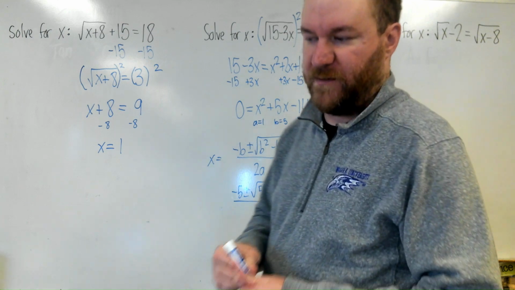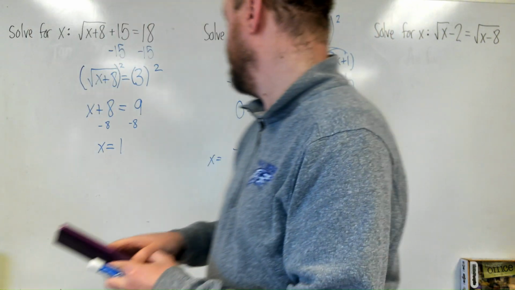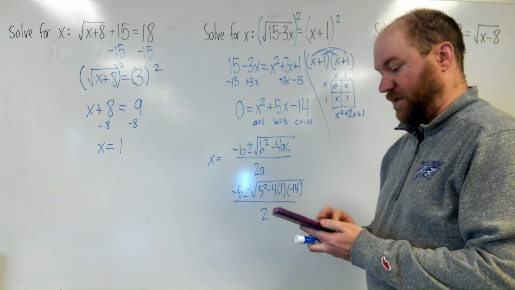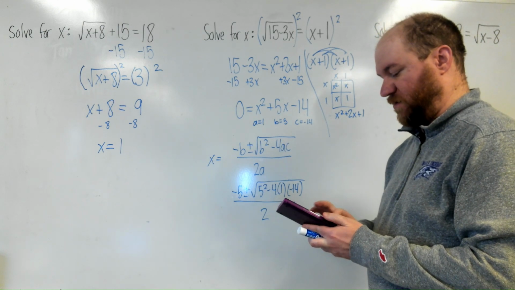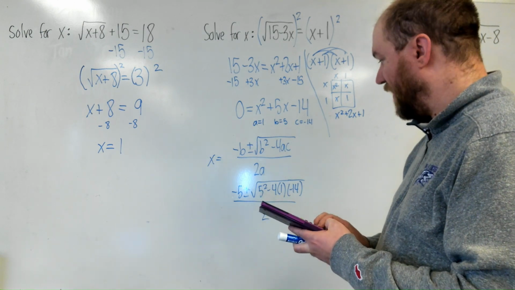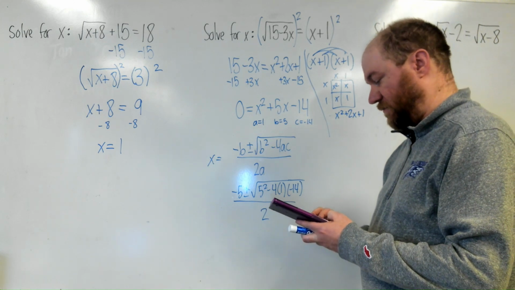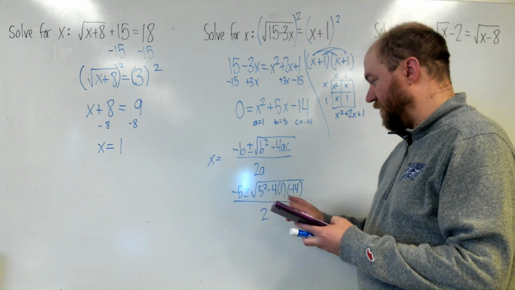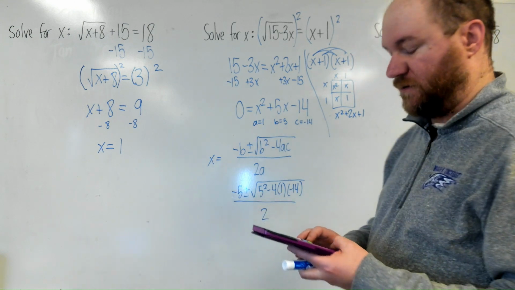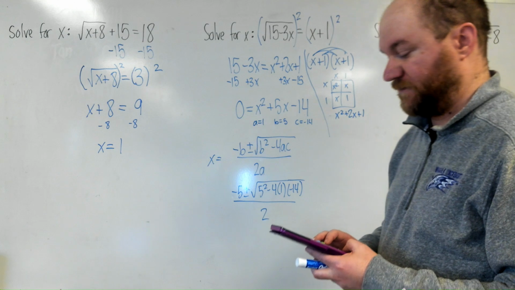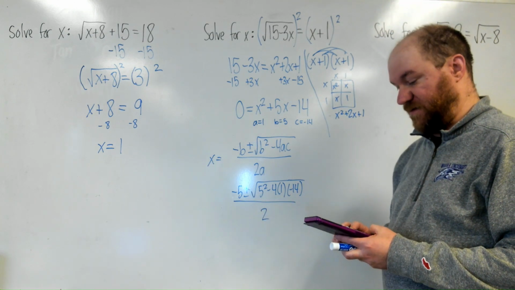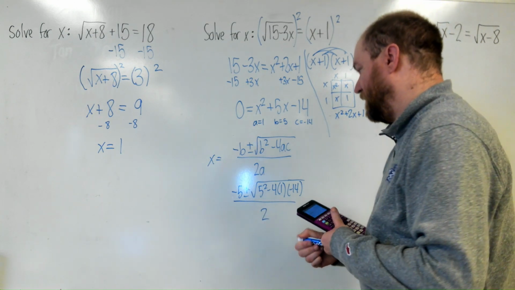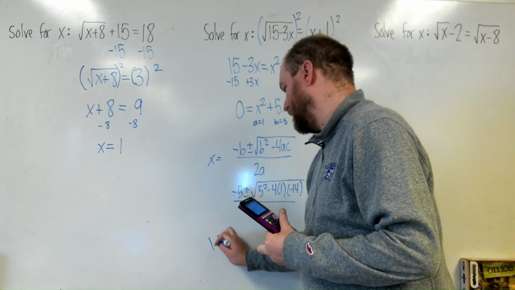So we're just going to type all that on our calculator. And we get negative 5 plus or minus square root of 25 minus 4 times 2. This whole numerator works out to 4 when I use the plus, divided by 2. So one of our answers is 2.